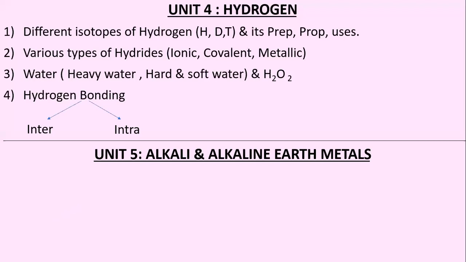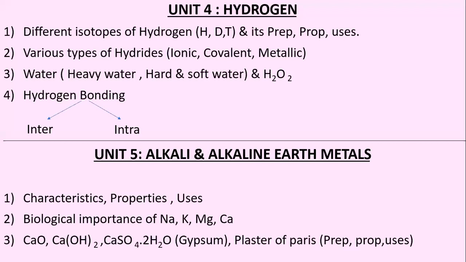Under this unit we are going to study the characteristics, properties and uses of both alkali and alkaline earth metals. The next will be the biological importance of sodium, potassium, magnesium, calcium, and the last important thing will be the preparation, properties and uses of calcium oxide, calcium hydroxide, and then gypsum, plaster of Paris.